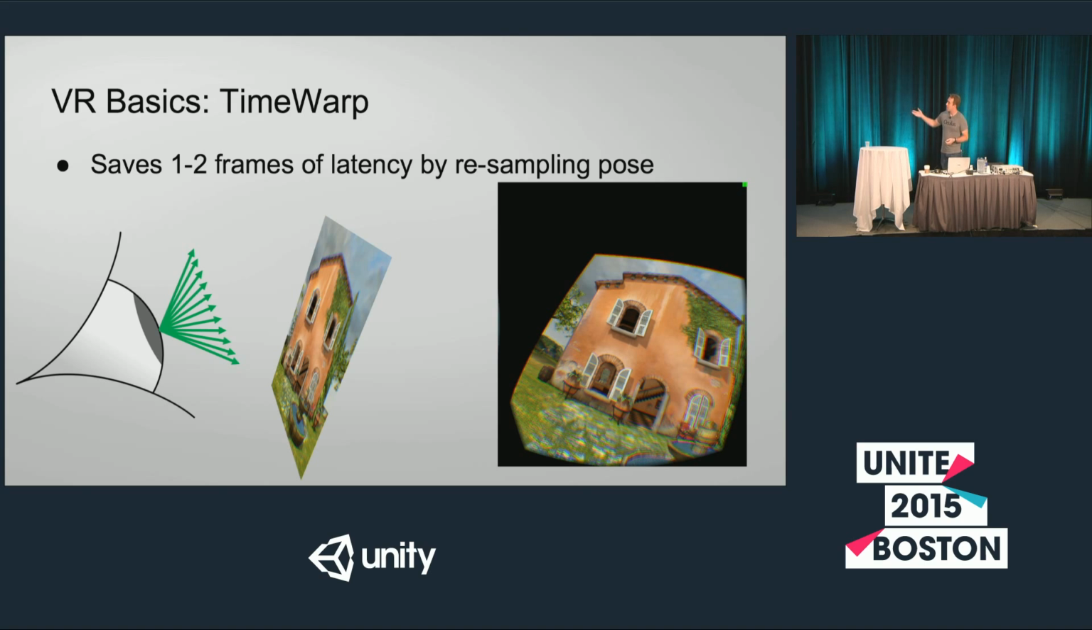So what we're showing here is a very significant time warp shift, much more significant than we apply on a per frame basis. But just to illustrate the concept, the user has looked at the house, it started to render, then they moved their head up here by the time it was shown to them. So we shifted the image down to where it should be.